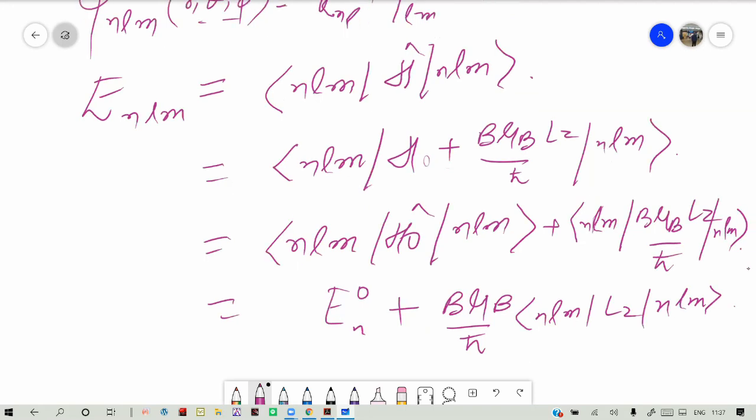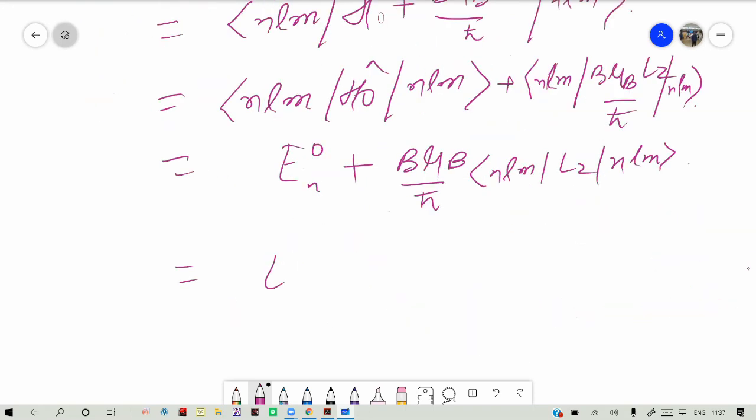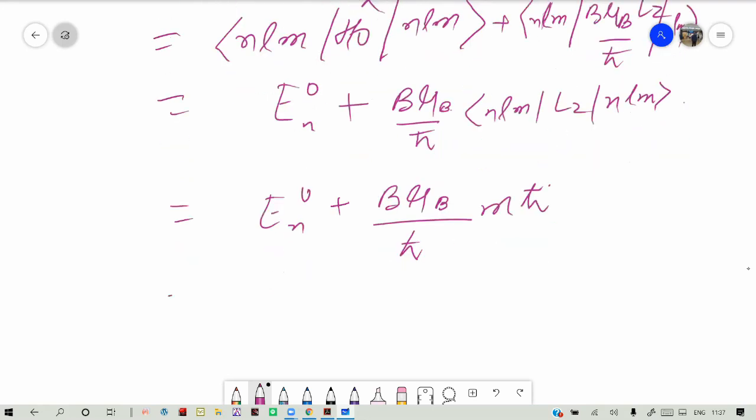Now what is this? Anyone? M H. But this is not multiplied by B, it is mu B here. Yes, sir. It's M L H cut actually. Yes, sir. Okay. So it is E n 0 plus H cut and M.